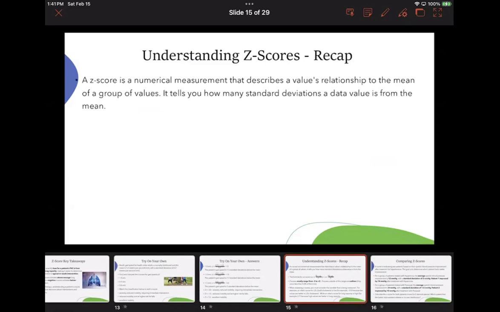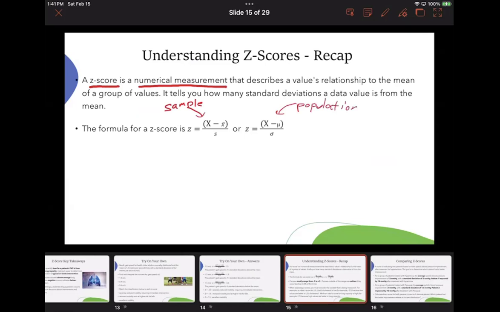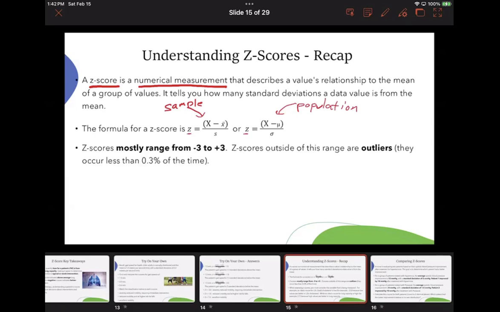So, understanding z-scores recap. Let's remember what a z-score is. It's a numerical measurement that describes a value's relationship to the mean of a group of values. It tells you how many standard deviations a data value is from the mean. And here's the formula, either for a sample or for a population. Notice that the formula is the same except for the symbols being used. We abbreviate the z-score symbolically just with the letter z.